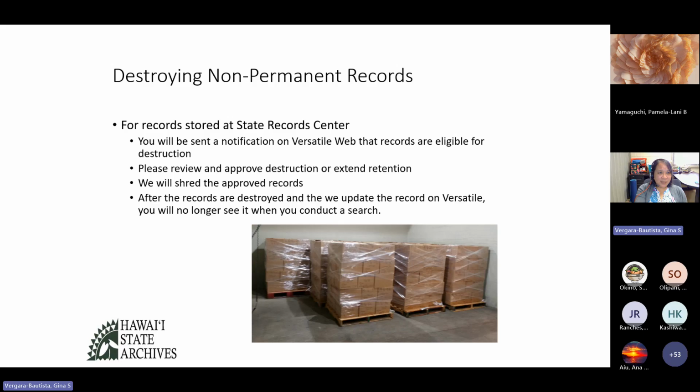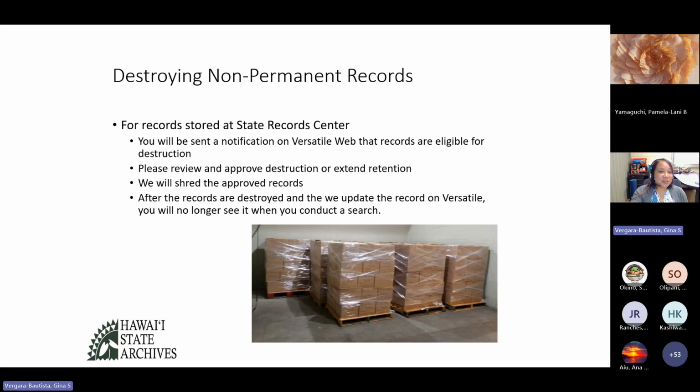Okay. So for destroying non-permanent records at the State Record Center, we will send you a notification, and this usually goes to the records custodian, the person who was managing the records at the time it was sent to us. If that person has left service, we'll try to figure out who took over that position, and that person will receive a notification on Versatile Web, and they have to review the listing of boxes and tell us which ones we can destroy. We will shred the records once they are approved.